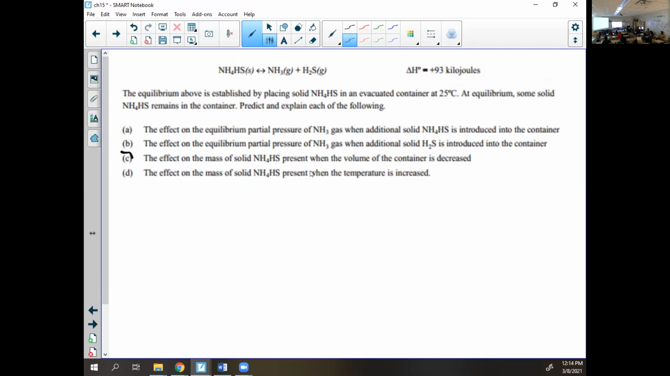B, the effect on NH3 again when additional solid H2S is formed. Oh, solid. That's interesting. Well, that's okay. It's still H2S, and that's going to sublimate, essentially. It's going to increase the amount of this. Are we okay with that? If I add, I go away, which means NH3 goes down. What's that, Tolman? Yep, force it away. Okay.